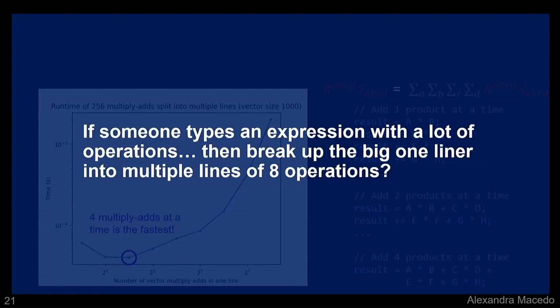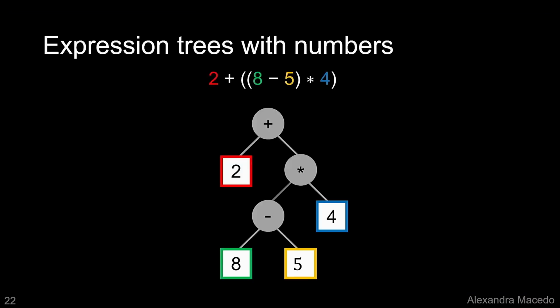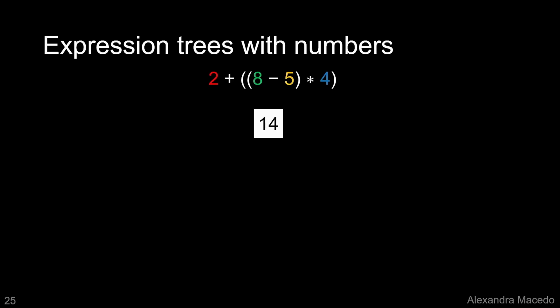So the idea this gave me was, what if someone types an equation that has lots of operations, can we automatically cut it up into smaller pieces of 8 operations at a time to make it compute the equation faster than when it was just this giant one-liner? To explain how I did that, I have to explain what tensor expressions even are. They are implemented as expression trees, and I will explain what that is using numbers first. If you haven't seen this before, you can represent an arithmetic expression of numbers using a tree structure like on the slide, and you can evaluate it from the bottom up. At the bottom, 8 minus 5 is 3, 3 times 4 is 12, 2 plus 12 is 14, you have your result.